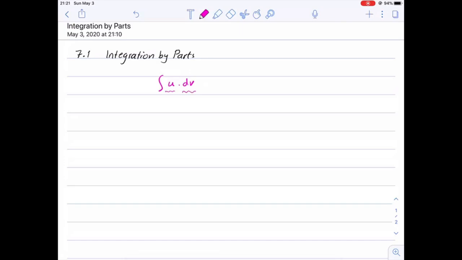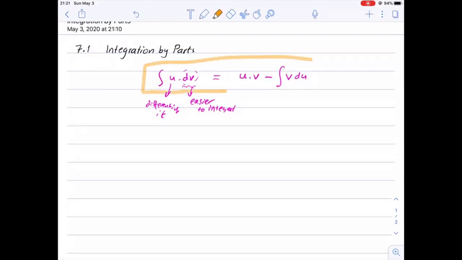We split the function into two parts. One part is easier to integrate. The dv is easier to integrate. And this other part, u, we differentiate it. So the integral here will be given by u times v, where v is the integral of dv, minus the integral of v du. So this is the rule that we're going to use in this section.